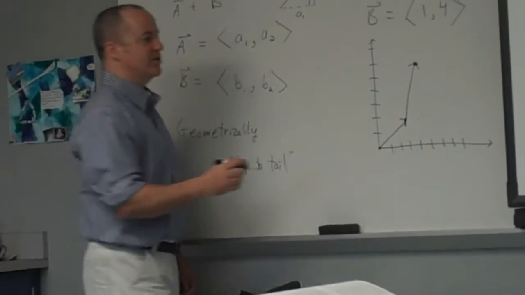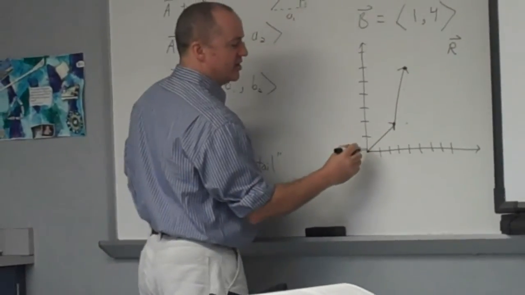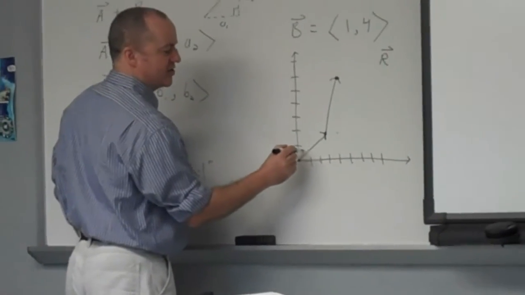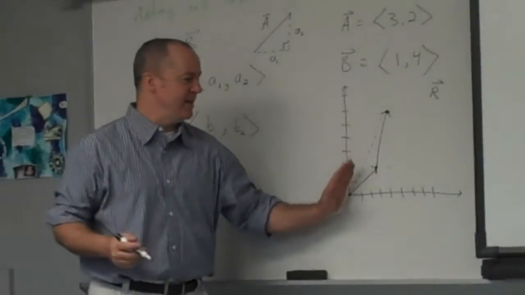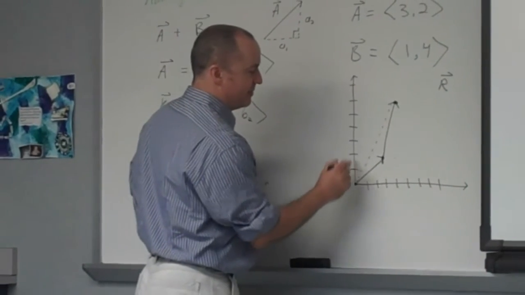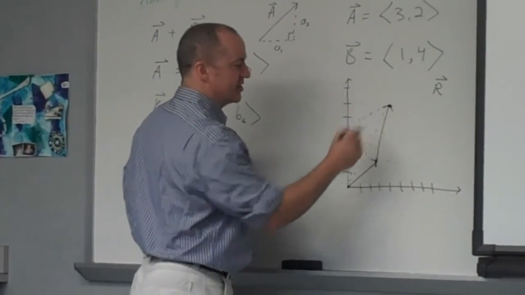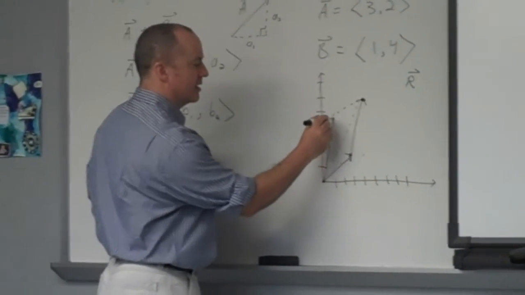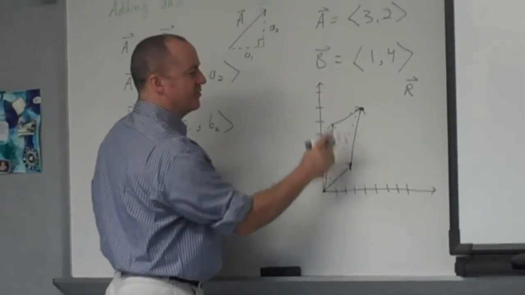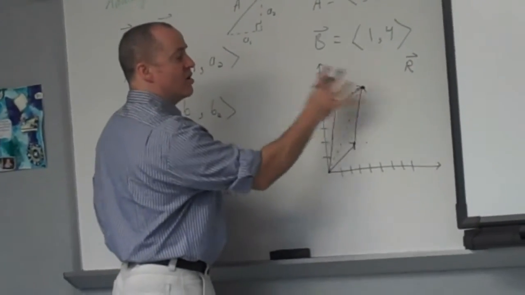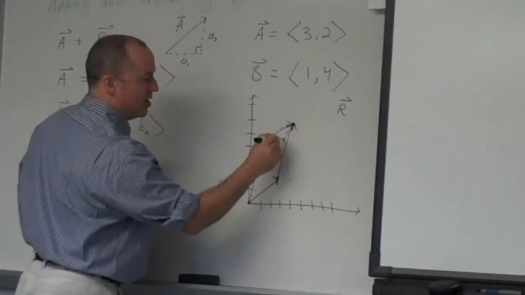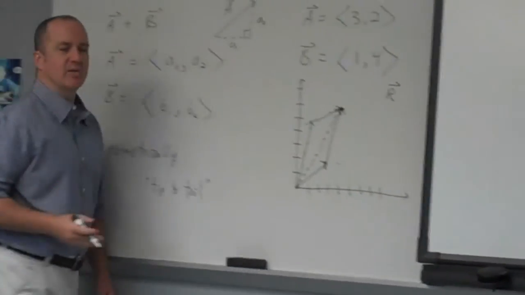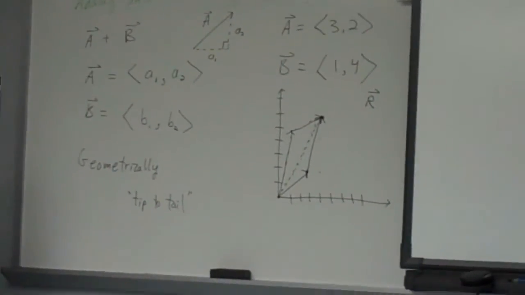Let me finish the geometric part. The resultant vector, which in some books is called R, will go from the tail of the first vector to the tip of the second. It doesn't matter what order you draw them in. If I had drawn B first and then A, I would have gotten this followed by this, a parallelogram. The resultant vector is also going to be one of the diagonals of that parallelogram. That's all the geometry that's going on.